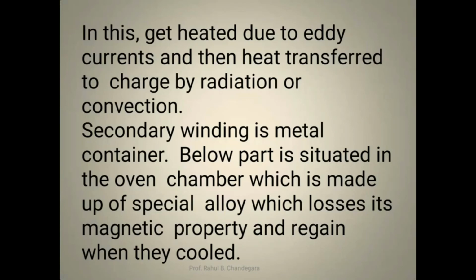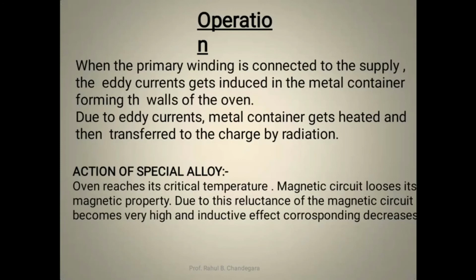Secondary winding is a metal container. The bottom part is situated in the oven chamber, which is made up of a special alloy which loses its magnetic property when heated and regains it when it cools. Operation: when the primary winding is connected to the supply, eddy current gets induced in the metal container, forming the walls of the oven. Due to eddy currents, the metal container gets heated and then the heat is transferred to the charge by radiation.